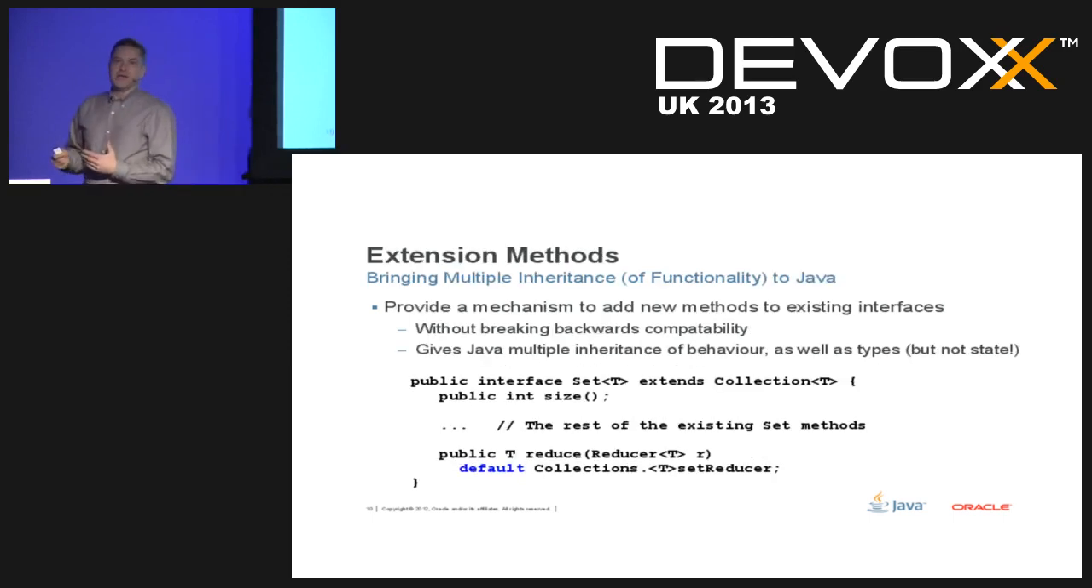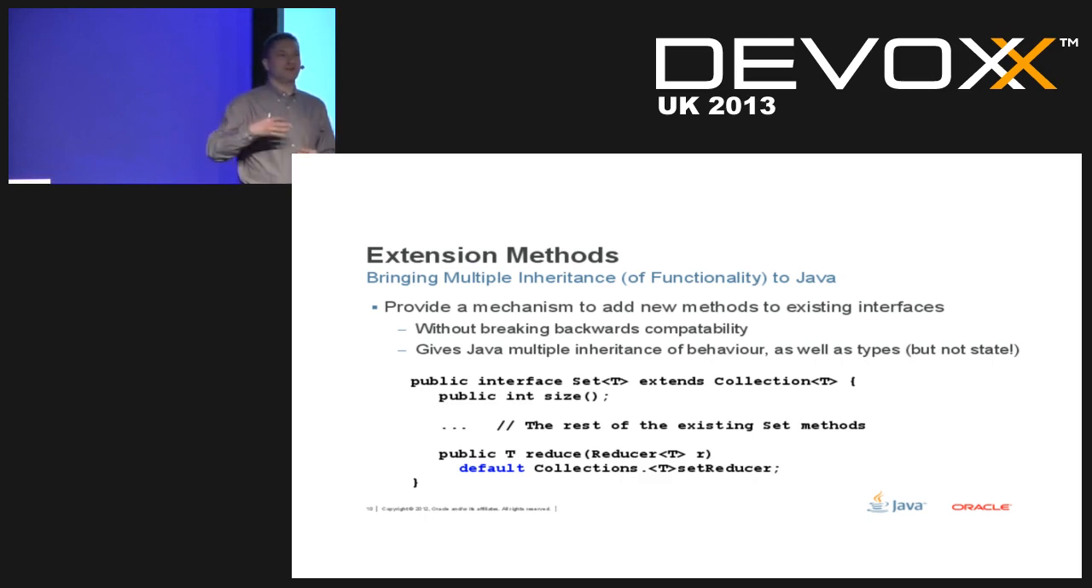Another thing that we're doing is adding extension methods to Java. What this is going to allow us to do is to say, well, we really need to be able to extend the libraries that we have in terms of the core class libraries. And we want to do that in such a way that we don't break backwards compatibility.